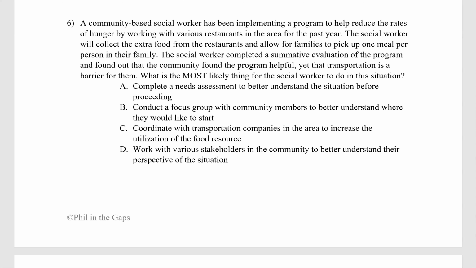Shutting down the polls. The majority think it is B. Second place is C. Third place is D. Fourth place is A. Let's look at it.